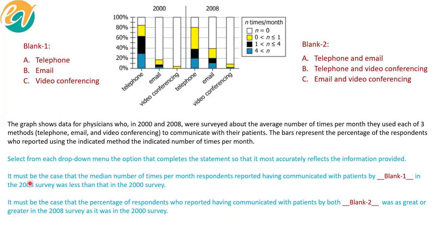So the question is, it must be the case that the median number of times per month respondents reported having communicated with patients by dash in the 2008 survey was lesser than that in the 2000 survey. Median for which of these was lesser in 2008 than in 2000? This is what the question is asking us.